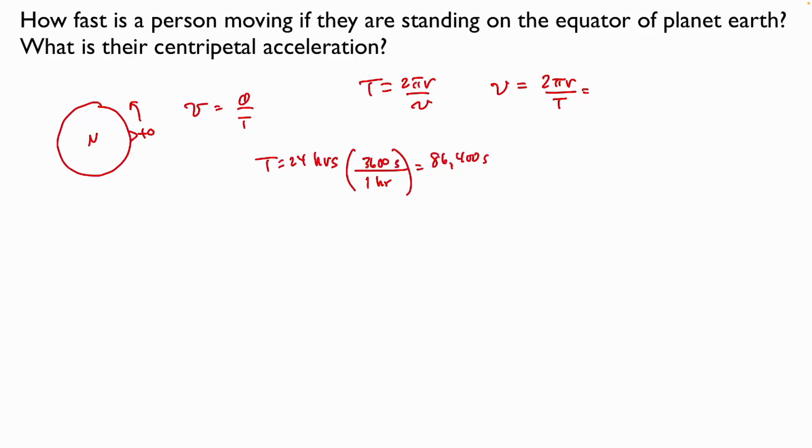What else do I need? The radius. And what's the radius of a person's circle if they're standing on the equator? Half the diameter of the Earth, or in other words, the radius of the Earth, right? So what's the end? That's the North Pole. Just trying to indicate that we're looking at it top down. So what's the radius of the Earth?